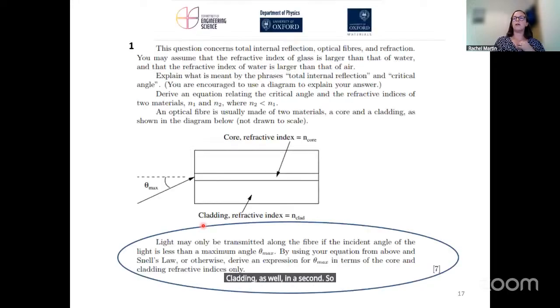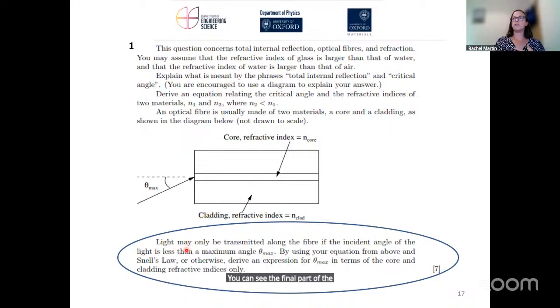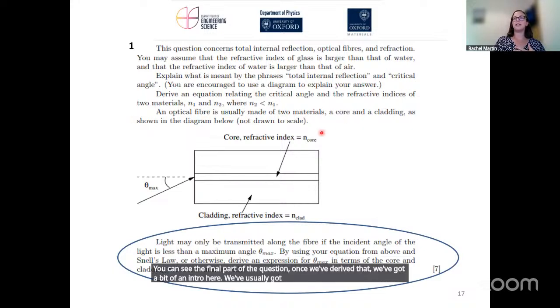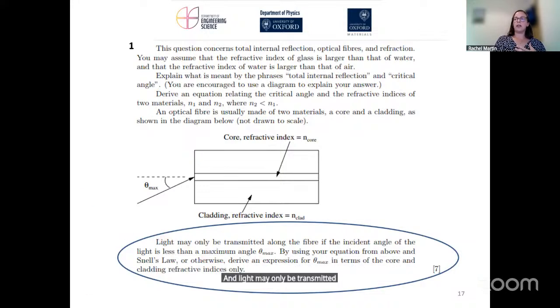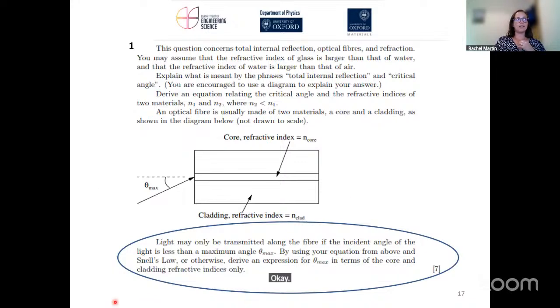So the next part of the question, this is where the cladding gets involved. Once we've derived that, we've got a bit of an intro here. We've usually got two materials, a core and a cladding. And light may only be transmitted along the optical fiber if the angle of incidence of light is less than a maximum angle. Okay, I'll let you have a read of that and start your next part of the question.